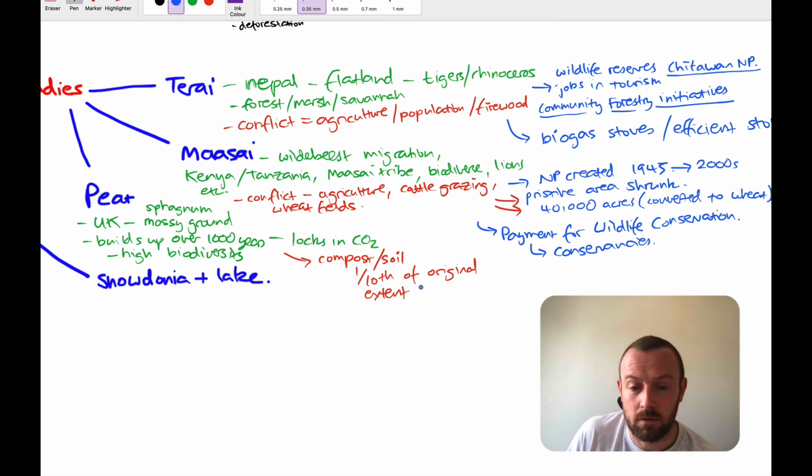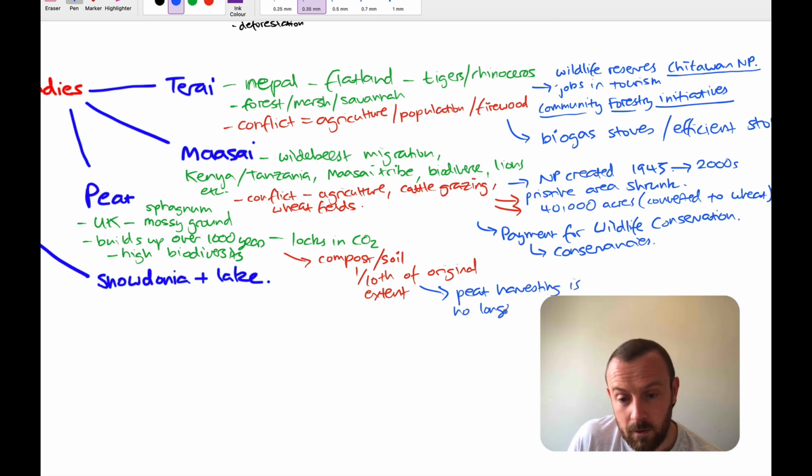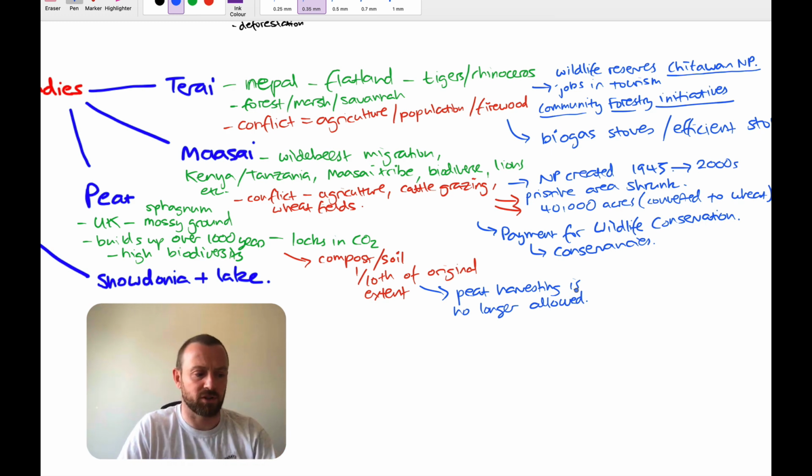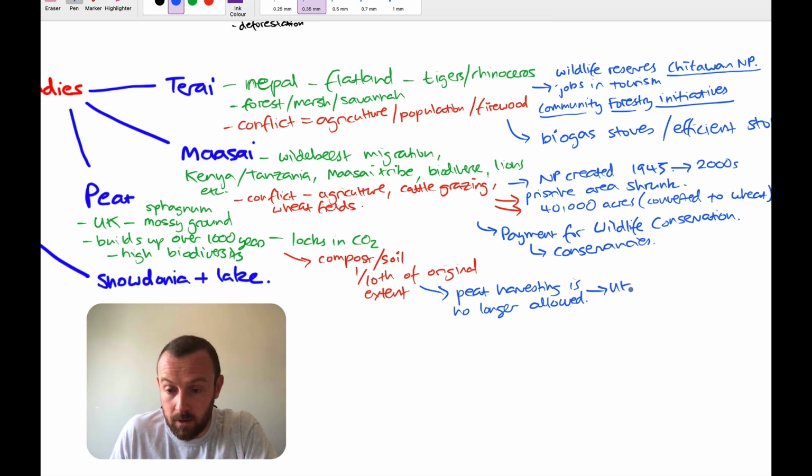But now peat harvesting is no longer allowed. So I guess this is less of a coming to a middle ground between human use and conservation use, and more a recognition that things have gone too far, that we need to protect this. So there is now this UK Biodiversity Action Plan, which aims to slowly restore peatlands. So we can also put UK Biodiversity Action Plan, UK BDAP, aims to restore peat.